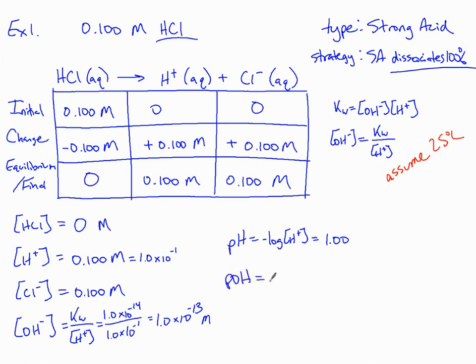We have 3 different ways to figure out the pOH. You can do the negative log of this number. You could do the idea that these two together add up to 14. So 14 minus 1 is 13. The negative log of this in the calculator, or just looking at this exponent, it's going to tell us that the pOH is 13.